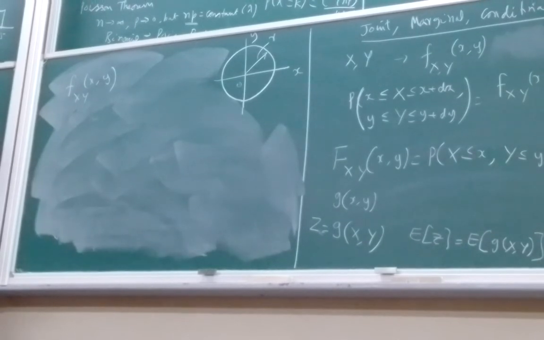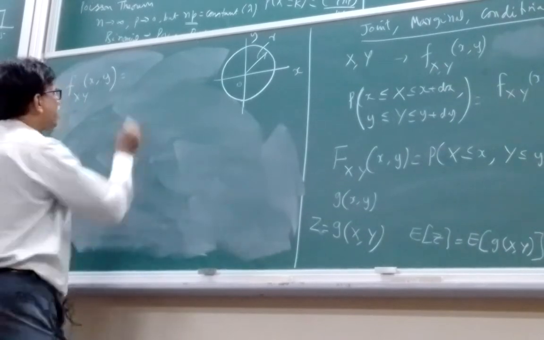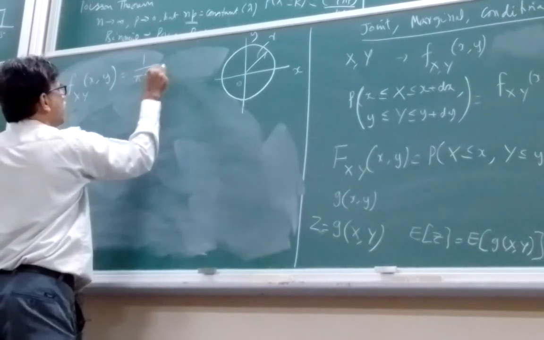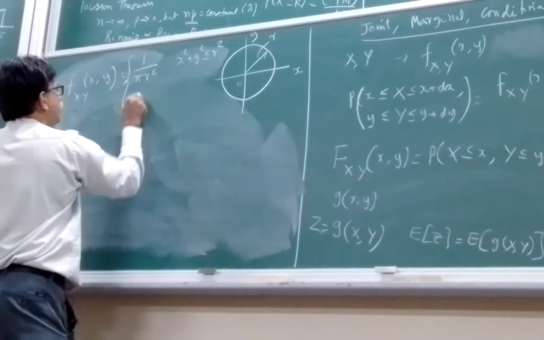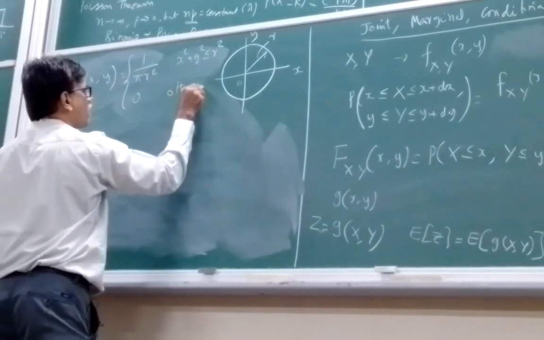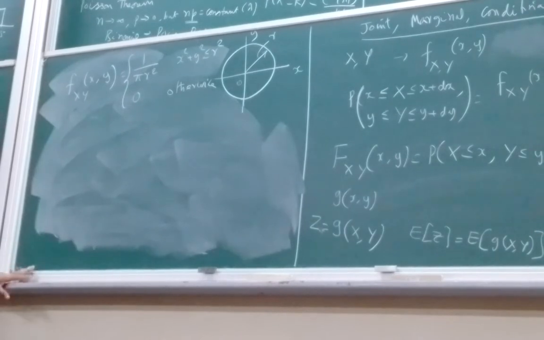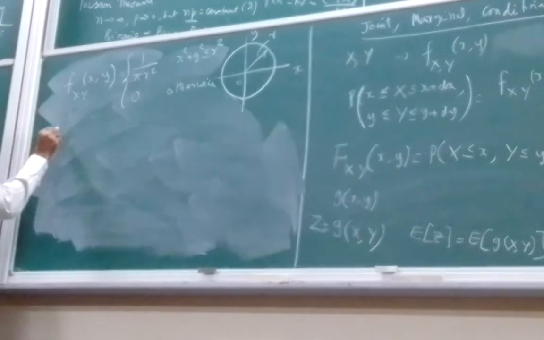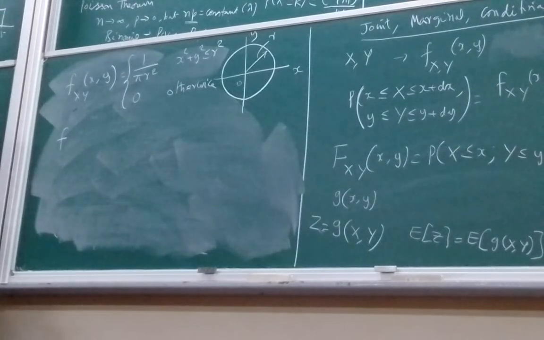That is the interpretation. So this is what? It is uniformly distributed in this area. So it is just 1 over pi r squared, as long as x squared plus y squared is less than or equal to r squared, and it is 0 otherwise. This is the two-dimensional spatial uniform distribution. Now what we will do is, we will find the marginal distribution and then the conditional distribution, to get familiar with it.